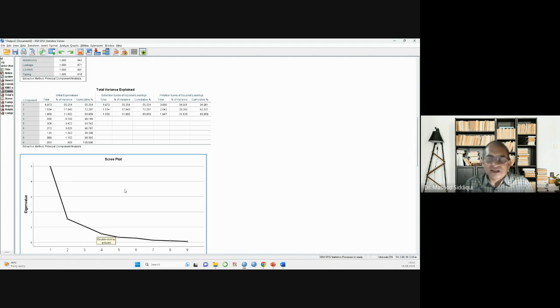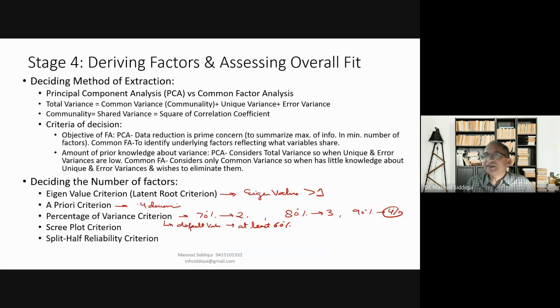So, right. Let us discuss one more criteria, then I will take the questions if there are some. The last one is the split half reliability criteria. In this criteria, we divide our data into two parts and run principal component analysis on them separately, and by comparing the results, we decide what should be the appropriate number of principal components.